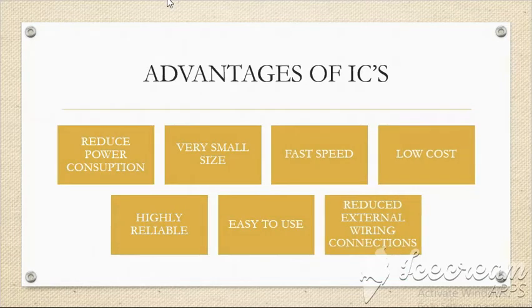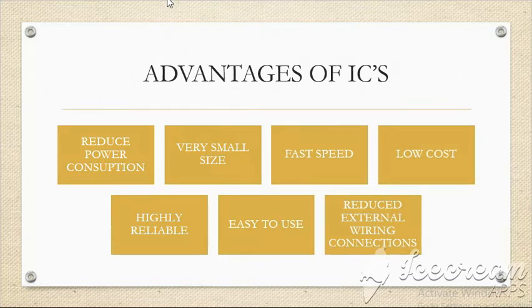This is the sum of advantages of ICs. The first one is reduced power consumption due to the small size of the IC. The size of the IC is very small, 1,000 times smaller than discrete circuits. It is because of fabrication of various circuit elements in a single chip of semiconductor material.